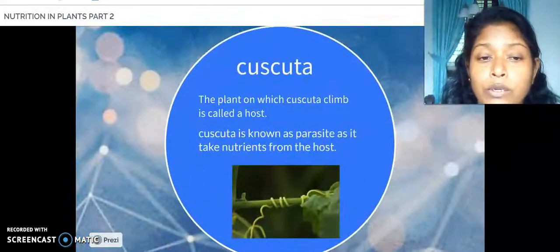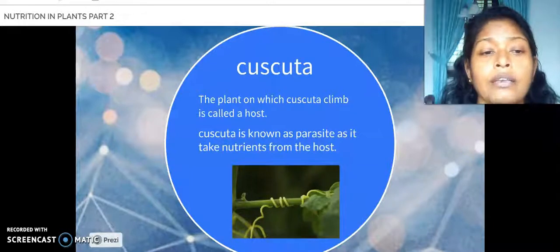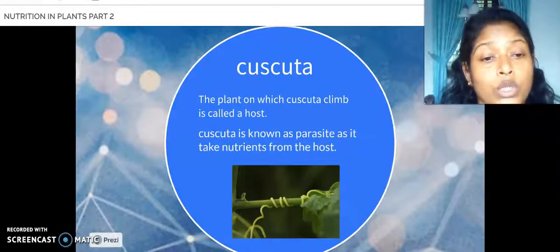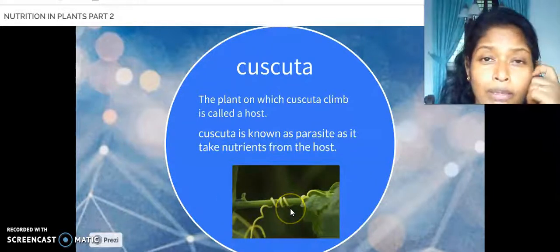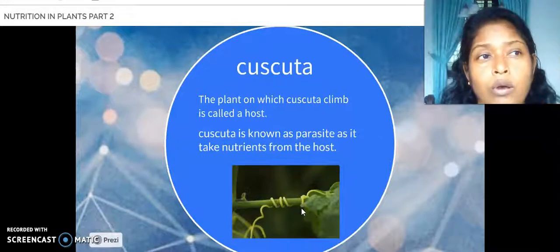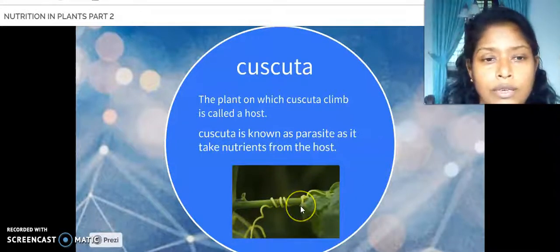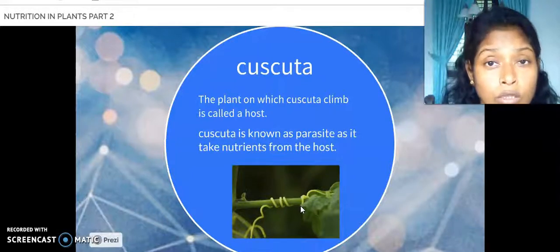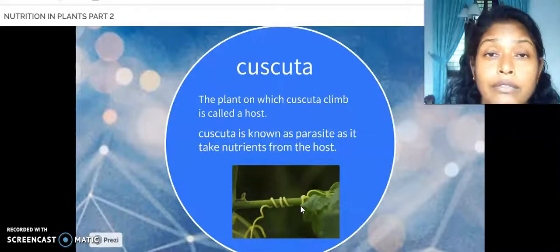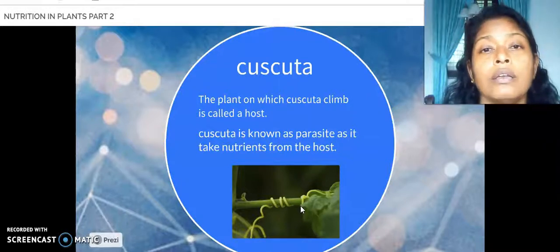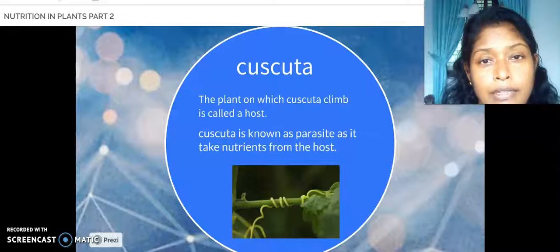Have you seen a cuscuta? Yes, here you can see cuscuta. This is a plant which can climb on a tree. You might have seen a thread-like structures which are forming, twining around the trees, covering over the whole trees. So these cuscuta, they climb on a tree, and on the tree on which they climb, it is called the host. And because cuscuta is climbing on a tree, it is called parasite.